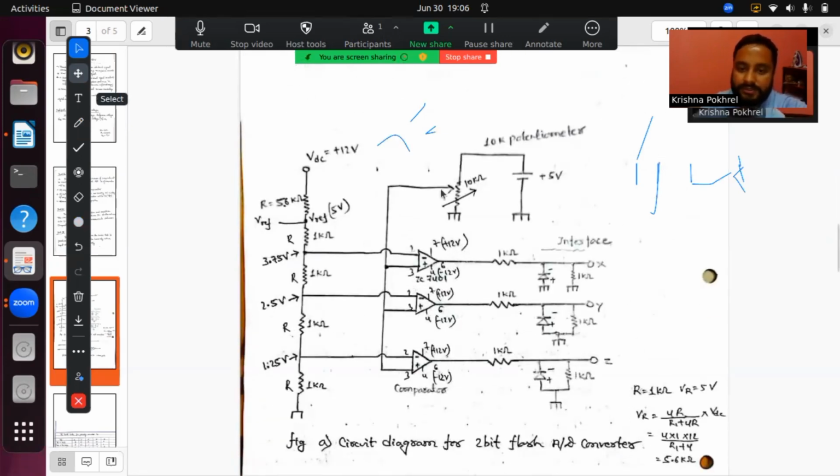Now for this, we need to set up this value and change the value with respect to 3.75, 2.5, and 1.25, because each different voltage will be supplied through this 3 number terminal, and a different amount of voltage will be supplied through this 2 number terminal.